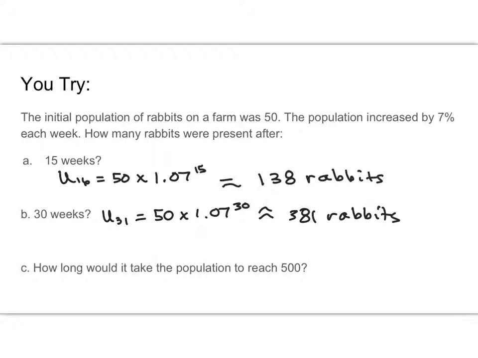How long would it take the population to reach 500? Oh, you're going to like this. Why? Because we just got done with logs, and you're going to need logs for this. All right, so I have 500 equals 50 times 1.07, and what I don't know is the time, so that's to the n. The first thing I'm going to do is divide both sides by 50.